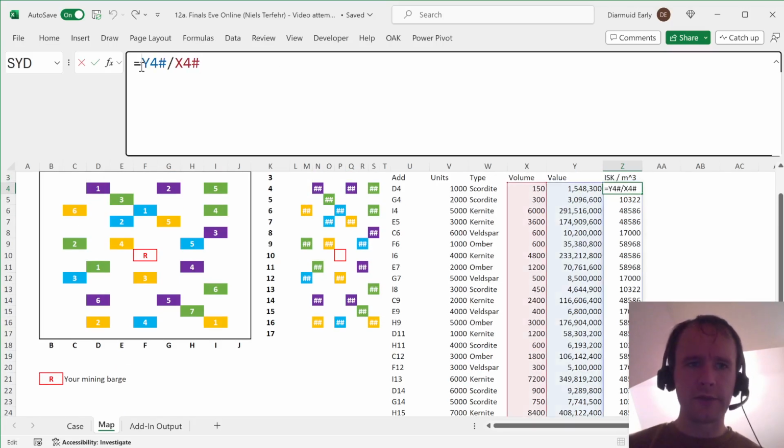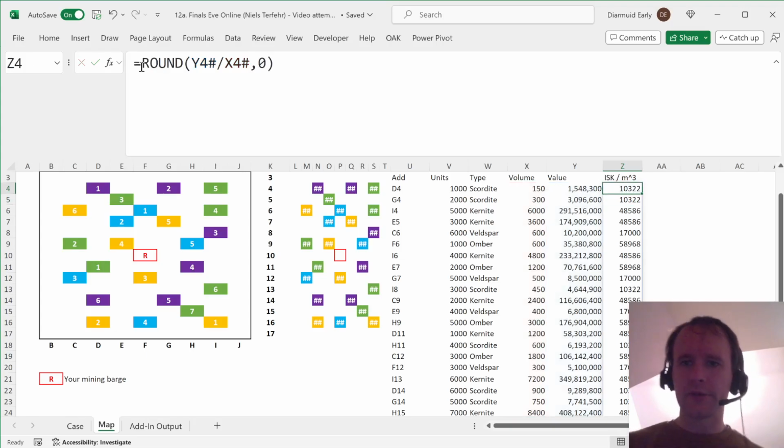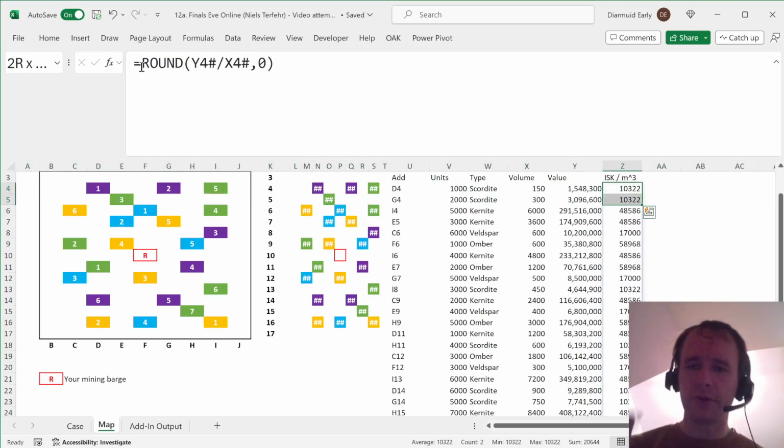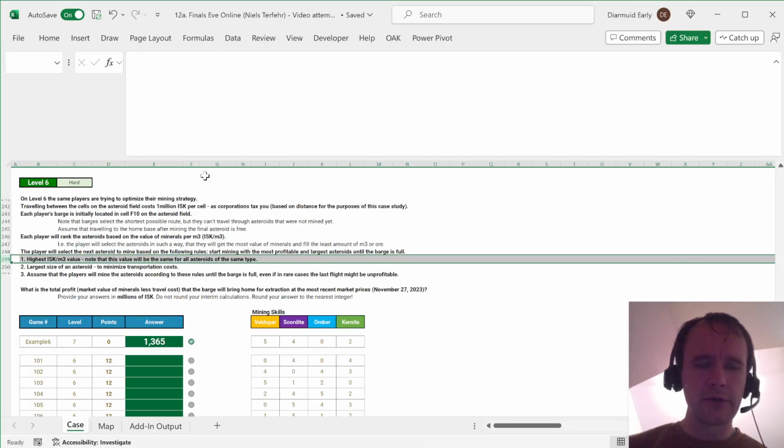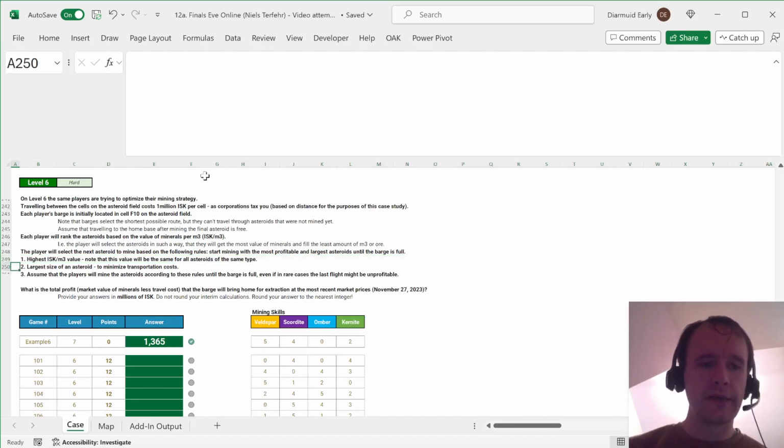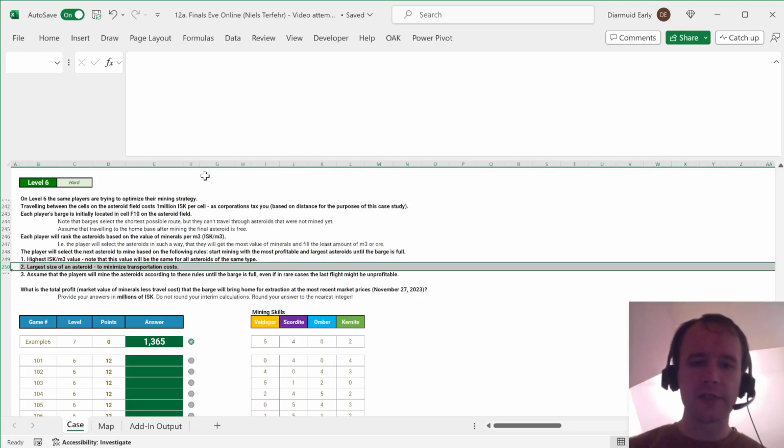I'm just going to round this to 0 decimal places, just so that, if there's a rounding error in calculating this one versus this one, then these might sort as different values. I want them to sort as exactly the same value, because then there's a secondary sort, which is you do the most valuable mineral first, and then you do in descending size of the asteroid.